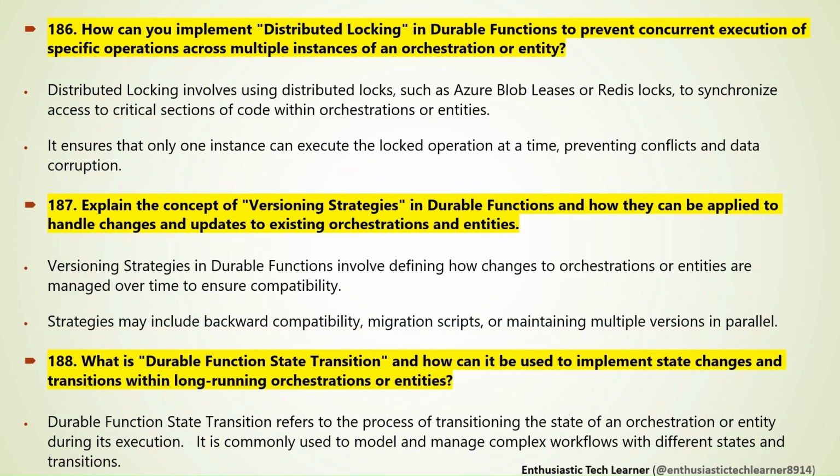How can you implement distributed locking in durable functions to prevent concurrent execution of specific operations across multiple instances of an orchestration or entity? Distributed locking involves using distributed locks, such as Azure Blob Leases or Redis locks, to synchronize access to critical sections of code within orchestrations or entities. It ensures that only one instance can execute the locked operation at a time, preventing conflicts and data corruption.